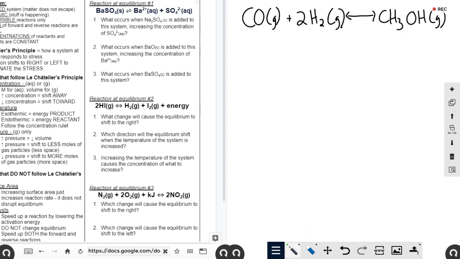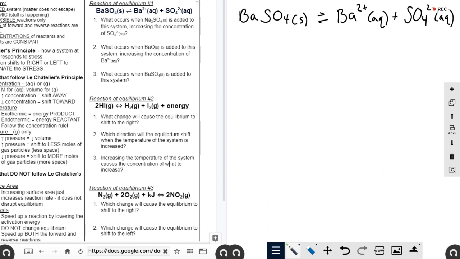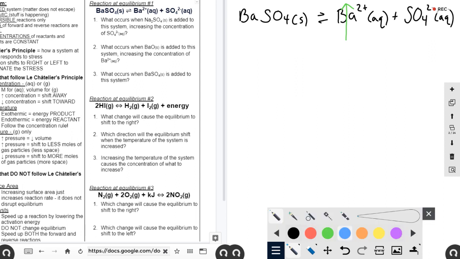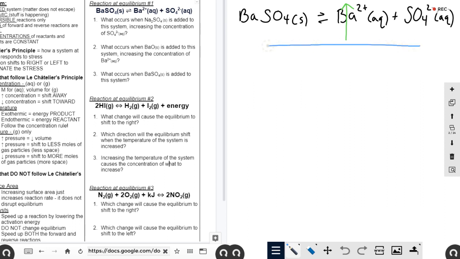Let's look at the next one. What occurs when BaO solid is added to the system, increasing the concentration of Ba2+? So what happens? Crisis. I have too much of this. I have too much of this. How do I resolve that? Well, I need to get rid of it. How do I get rid of it? I need to use it up, and I need to shift the reaction this way. Why? When I do, I use this, and I use this over here to make this. Okay, that resolves the crisis.